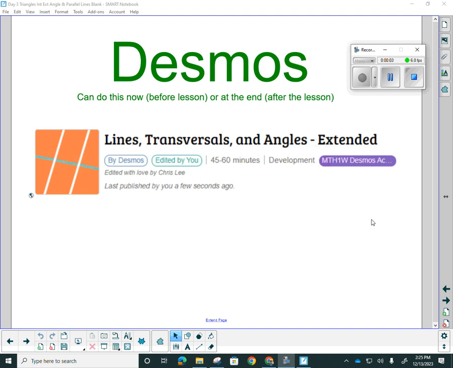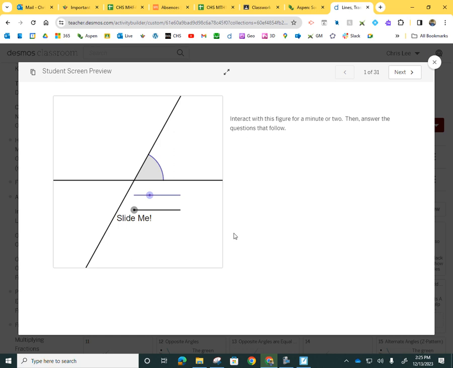So now we're going to look at lines, transversals, and angles that pop up in those. You may or may not have done the Desmos activity before this. You could either do it before or after this lesson. That's up to you. But the Desmos does show you some really neat properties that are true.